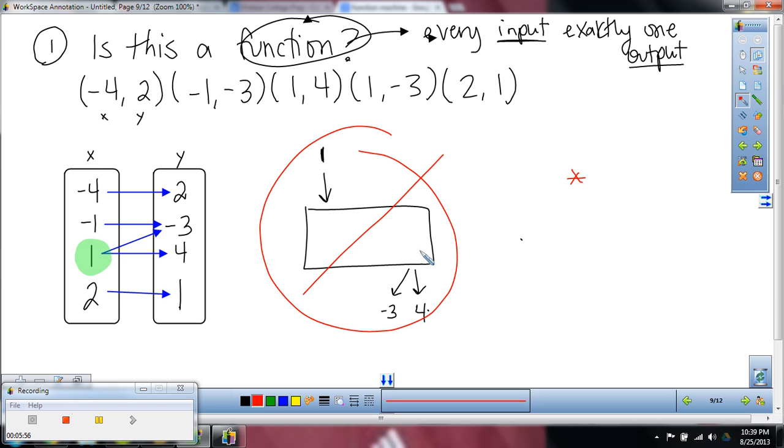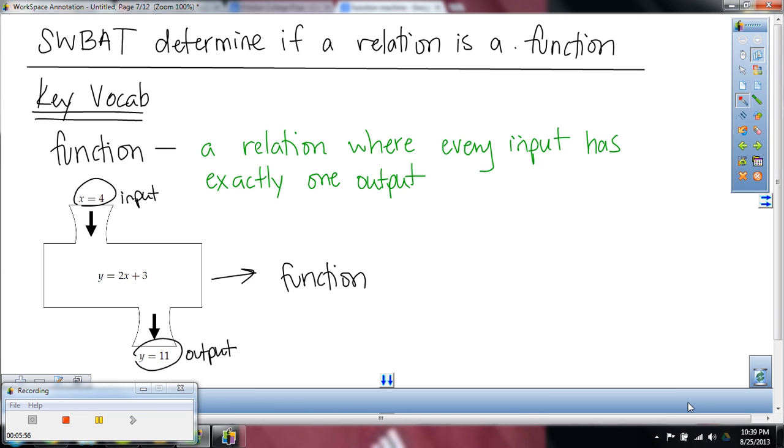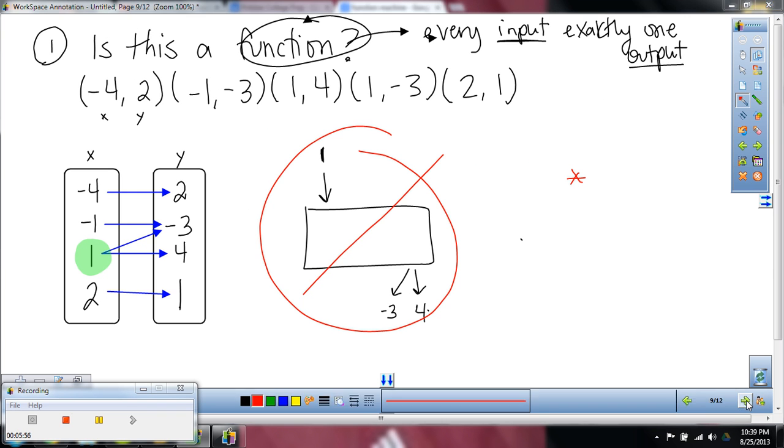I can't have a function machine that has one input giving me 2 numbers. And if we think back to our machine here, there's no way that I can plug one number in and get 2 things out. If I'm doing the math, it's just not possible. And so what this is saying is that the math is giving me 2 numbers, which we know can't work. So no, this is not a function.